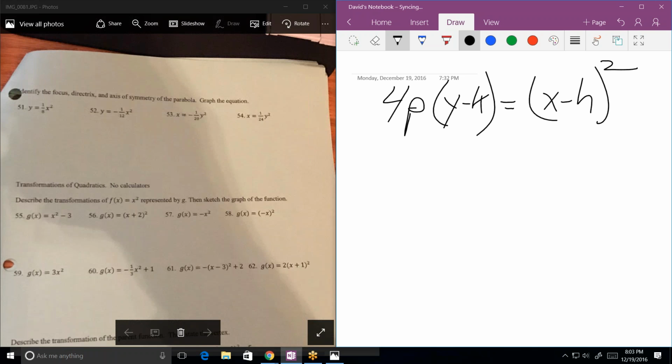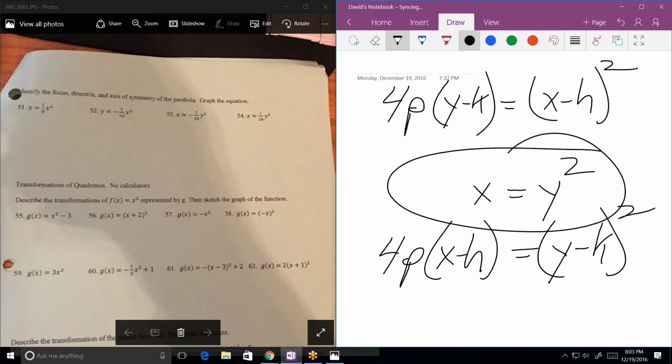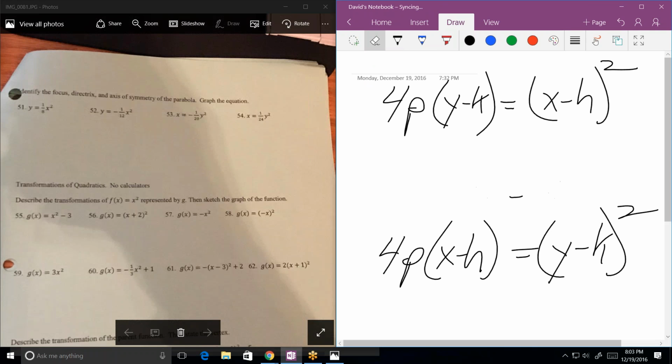And it's y minus k, and that's equal to x minus h squared. The way I memorize this is the 4p goes in front of the term that is not being squared. This is for a vertical parabola, but if I had x equal to y squared, that would be a horizontal parabola, and the general format would be 4p times x minus h equal y minus k squared. So memorizing the general formula is pretty easy: just the 4p goes in front of the term that is not being squared.